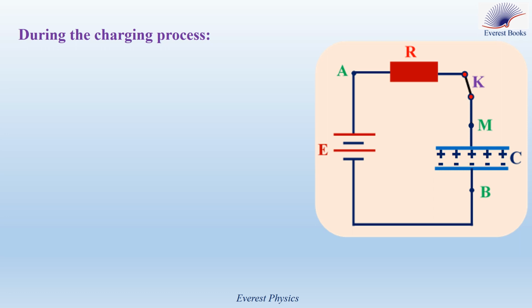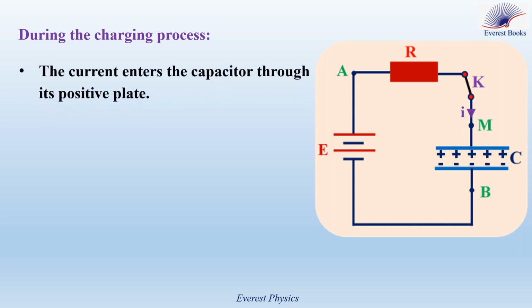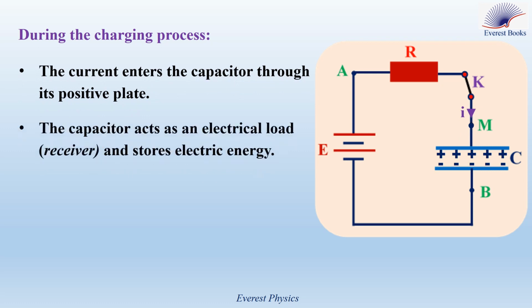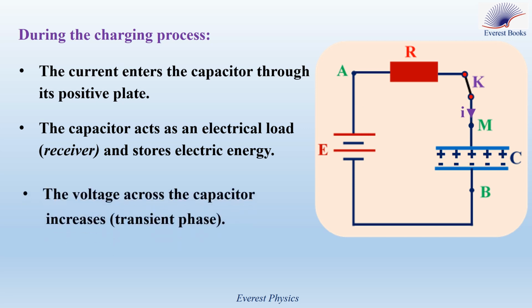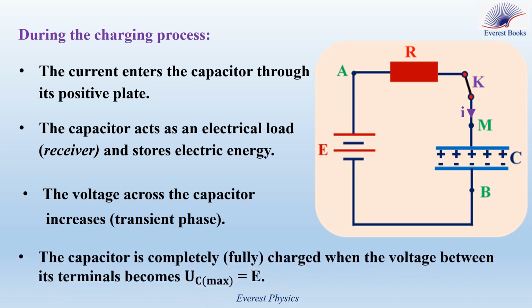So we can conclude that during the charging process, the current enters the capacitor through its positive plate. The capacitor acts as an electrical load or receiver and stores electric energy. The voltage across the capacitor increases in the transient phase. The capacitor is completely or fully charged when the voltage between its terminals becomes UC maximum, which is equal to E.